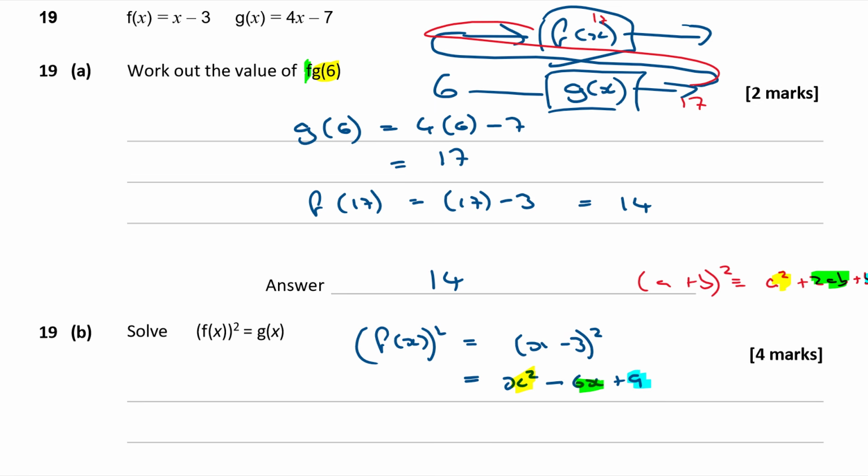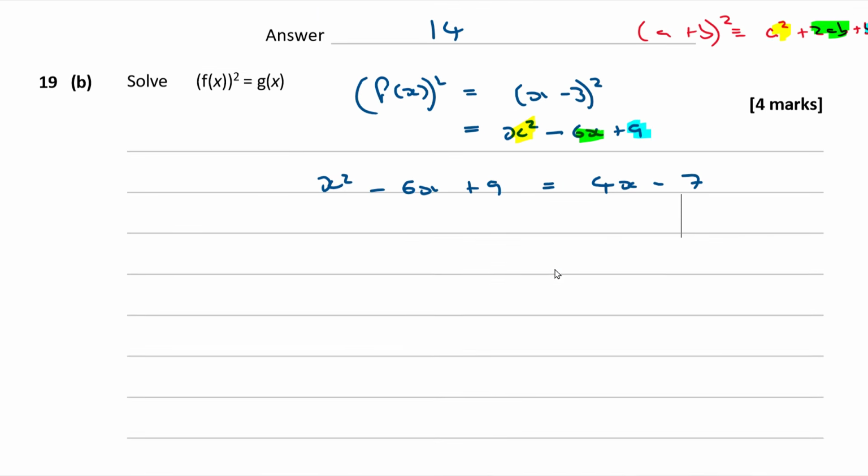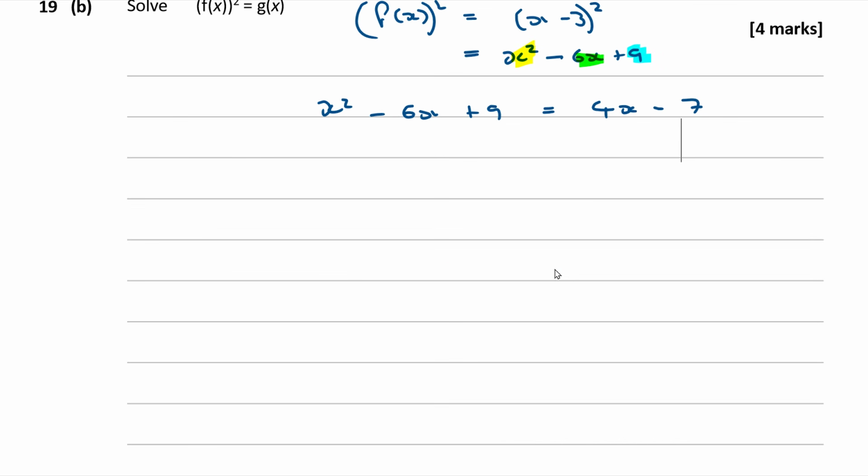Now I want to know the values of x for which that is equal to g of x. So when is x squared minus 6x plus 9 equal to g of x, which is 4x minus 7? Okay, now I can bring everything to one side, I guess, and form a quadratic. So taking 4x away from both sides, that's going to give me x squared minus 10x plus 9 is equal to minus 7, and then add 7 to both sides.